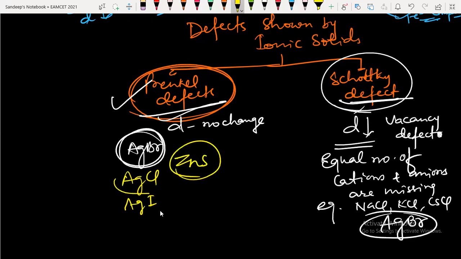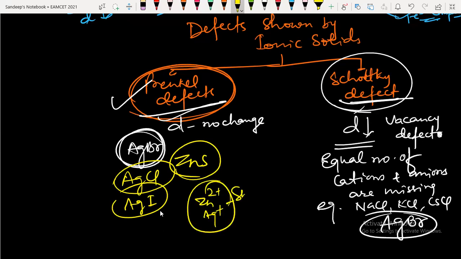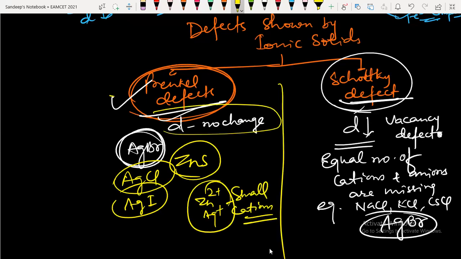These are shown by such ionic solids where the cation is small. So Ag plus, Zn plus, these are small cations. These are the differences. This is a dislocation defect. There is no change in density, but here density decreases because vacancy has been created, because an equal number of cations and anions are missing to maintain electrical neutrality.